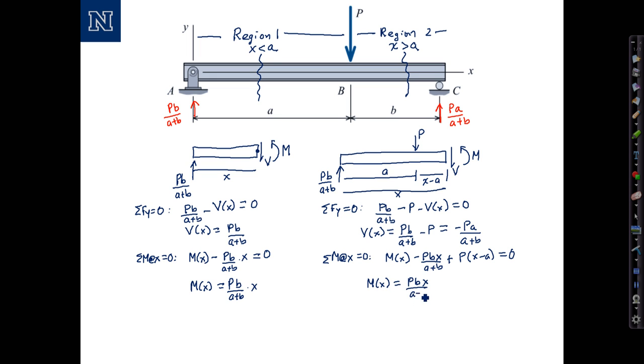Pbx over a plus b minus P times x minus a. The textbook that you have will often simplify this expression, and it depends on what you're going to do with it. For using this to evaluate shear and bending moment diagrams, I don't mind if you leave it in an unsimplified form, and in fact it may be easier to work with if we leave it in this form. So we'll go on to complete this problem in the next video.